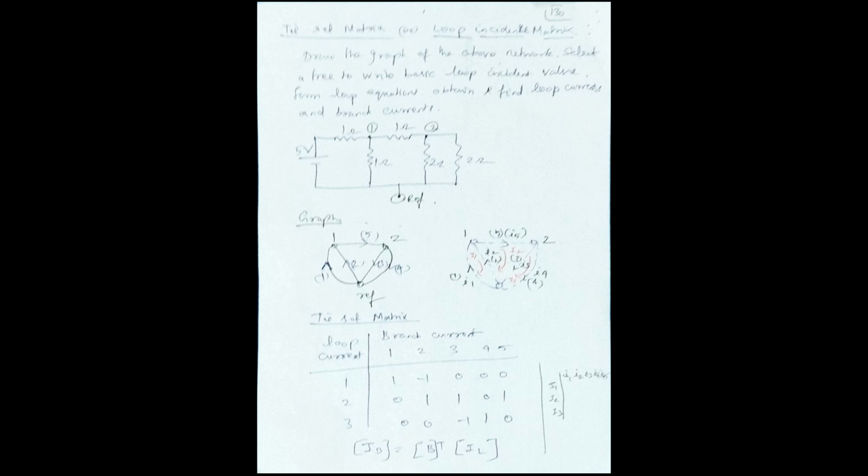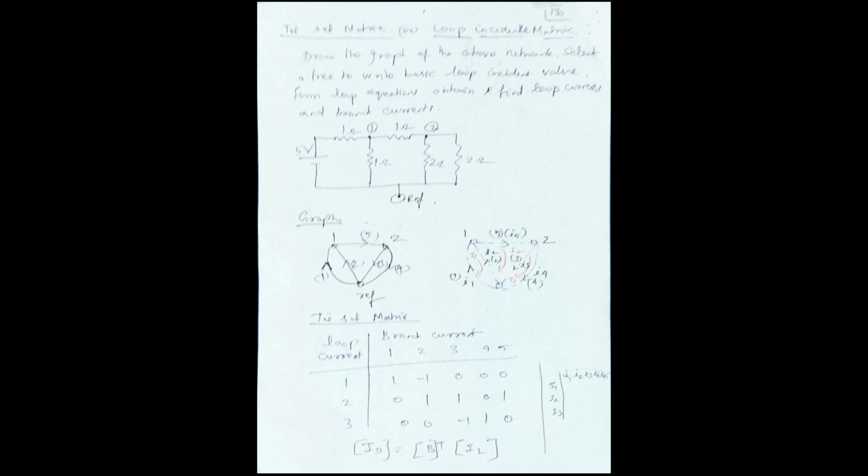Loop current I1 and branch current small I1 are away from the direction, so put +1. For branch current small I2, loop current I1 is towards the direction, so put -1. I1 and branch current small I3 are not joined, so put 0. Branch currents I4 and I5 with the loop current are not joined, so put 0, 0. In this way, form the second row and third row of the matrix.